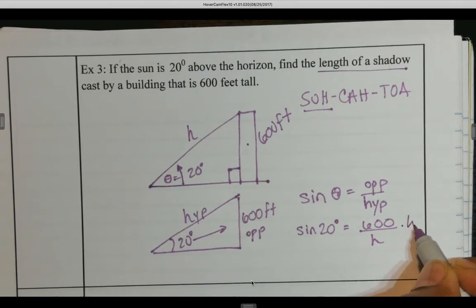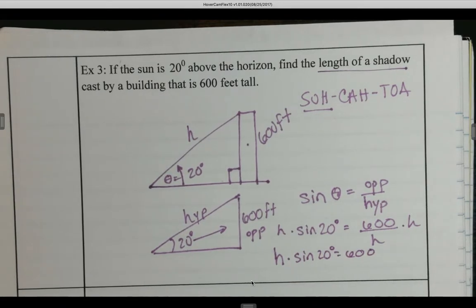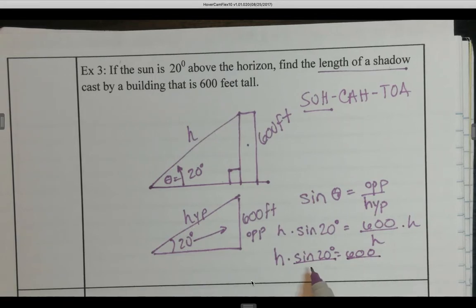All right, I can multiply both sides by h. So I have h times sine 20 degrees equals 600. Remember that sine 20 is one number that I'm going to plug into the calculator. I can't start moving the 20 because it's not just 20, it's sine of 20. So it's some kind of decimal of whatever sine 20 is. So my job is to get h by itself, so I'm just going to divide both sides by sine 20. And this is what I'm plugging into the calculator.